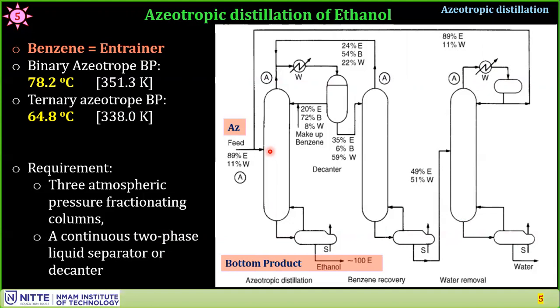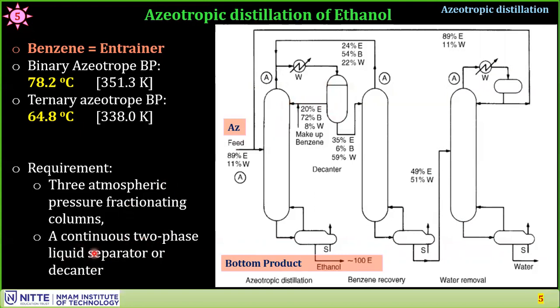Now the part you need to observe here is that the bottom product is pure ethanol. You get 100% ethanol in the bottom product because it has a higher boiling point compared to the ternary azeotrope. More quantity of the azeotrope, that is benzene and ethanol, benzene and water along with some quantity of ethanol, moves up here. So what we do here is separate the benzene from the remaining mixture. It is majority benzene, and it can be recycled to the column.